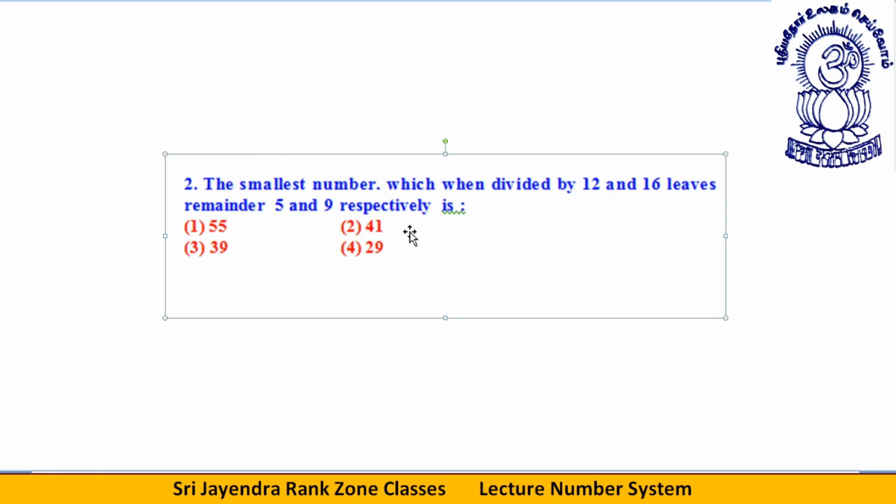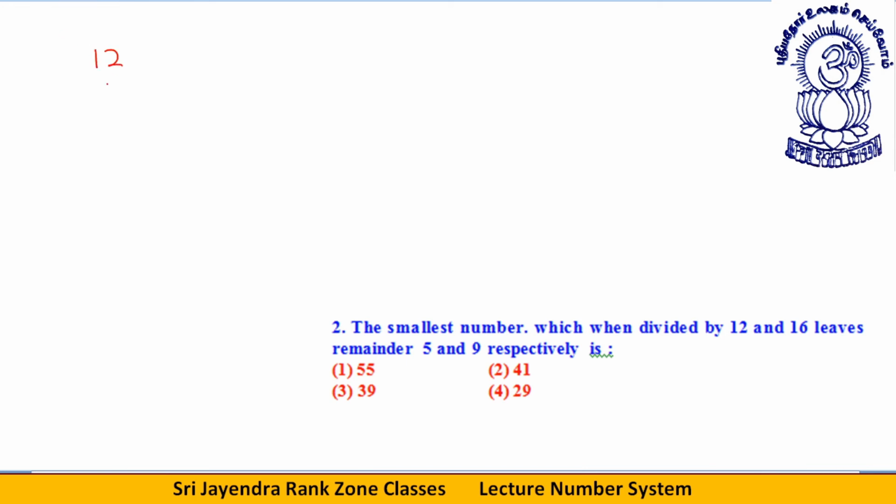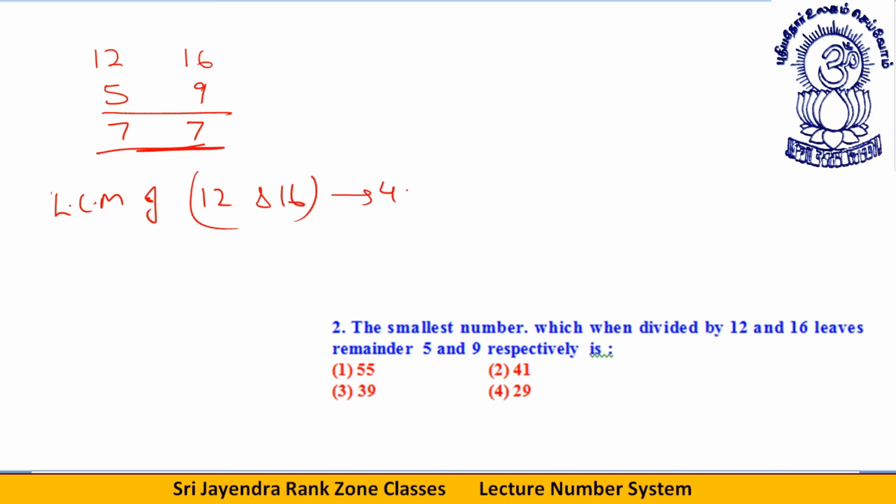The smallest number which when divided by 12 and 16 leaves remainder 5 and 9. We will be very fast this time. First of all, I'll take the LCM later on. Remainder 5, remainder 9. If you take the difference, this is 7, this is 7. The LCM of 12 and 16 is 48. After taking the LCM, you will do 48 minus 7, that is 41. This is your answer.